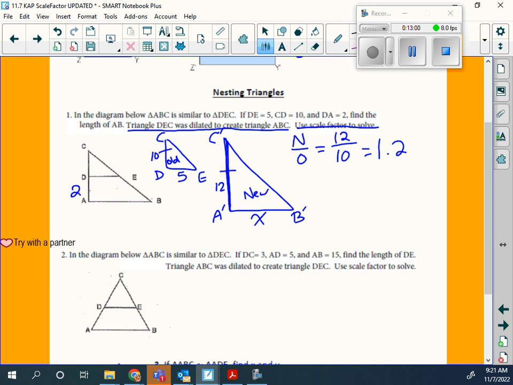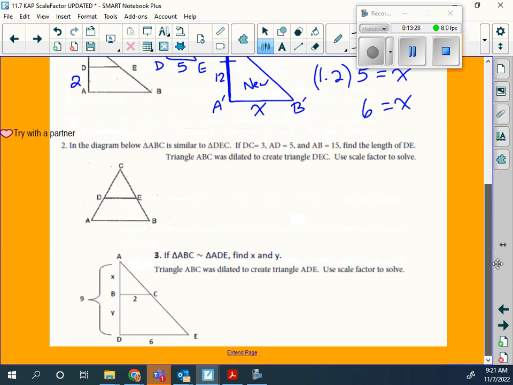Okay, and then what do I need to do with this? Yeah, I need to take my scale factor and multiply that by the corresponding side to get to x. And 1.2 times 5 would be 6. Okay, and again, I know you already knew how to do this because we solved it last week, I'm pretty sure. But I just wanted to show you how to use the scale factor to do it. Okay, so guys, go ahead and try the next 2. I think I'll show them the next 2, okay?